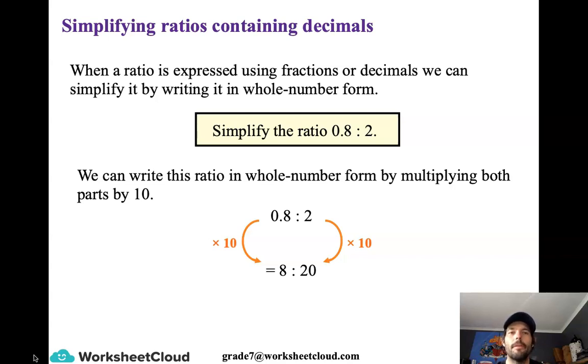And now we can simplify 8 is to 20 by dividing by 4 because 4 is the highest common factor of 8 and 20. And our answer there is going to be 2 is to 5. So the simplified ratio of 0.8 is to 2 is 2 is to 5.